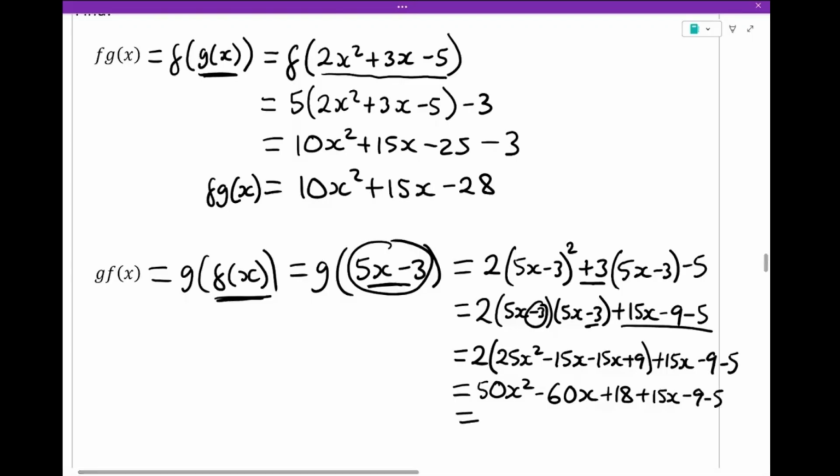Now let's collect like terms. So we've got 50x squared. And then negative 60x plus 15x gives me negative 45x. And then the positive 18, subtract 9, subtract 5. So that's going to give me a final constant of positive 4. And that would be my composite function gf of x.